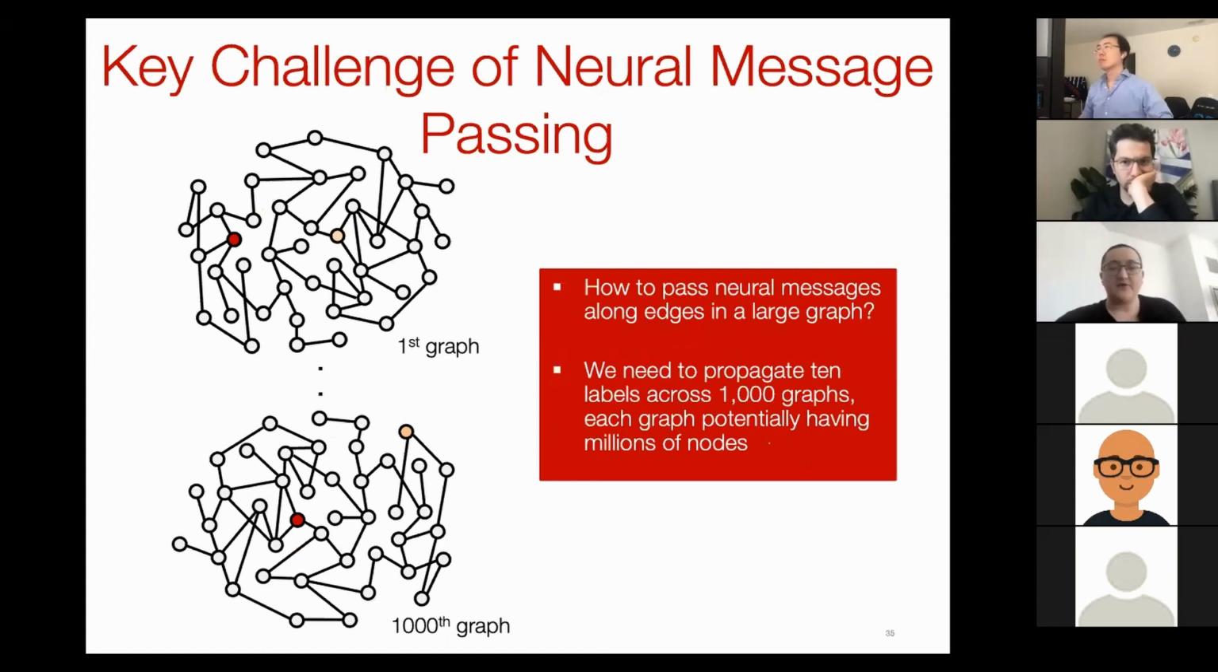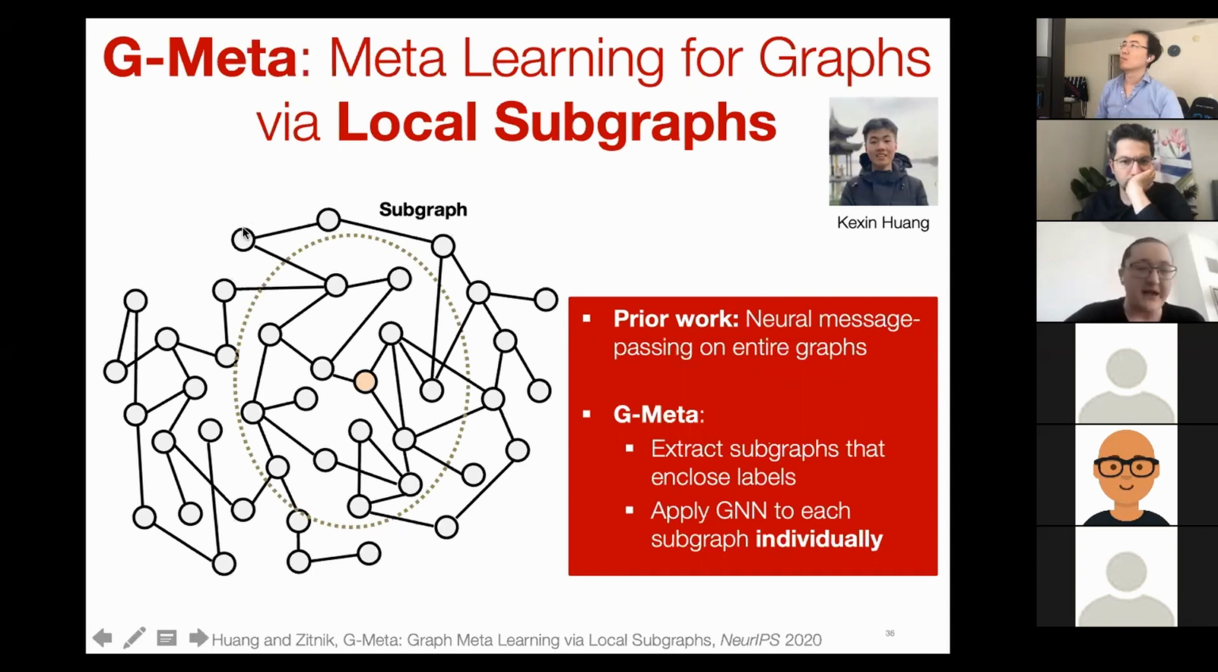Again, a bit more technical detail for those in the audience who are interested in graph machine learning. The key challenge of today's graph neural algorithms is that they rely on the propagation of neural messages along edges of the graph, which is what I described before in the first part of the talk. That works fantastically well when we have lots of labeled data that we can diffuse or propagate along edges of the graph. But when we have very little data and a very large number of graphs, that propagation is highly uncertain. It's unreliable. So instead of passing those neural messages and diffusing label information throughout the entire graph, our key idea in G-Meta was that we extract local subgraphs around target nodes and enclose labels. And then we apply graph neural networks individually to each of those local subgraphs.